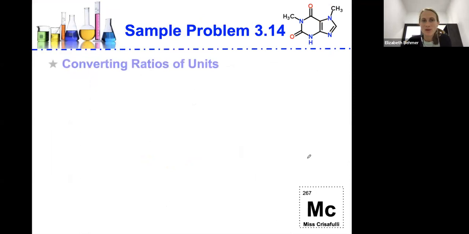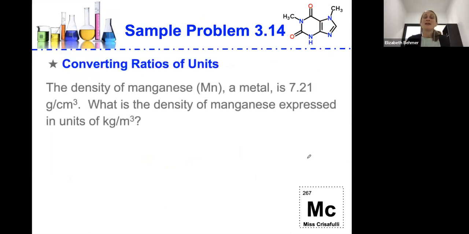I think we have maybe one more sample problem. Let's convert ratios of units. So we have the density of manganese, Mn, as a metal, is 7.21 grams per centimeters cubed. What is the density of manganese expressed in units of kilograms per meters cubed?